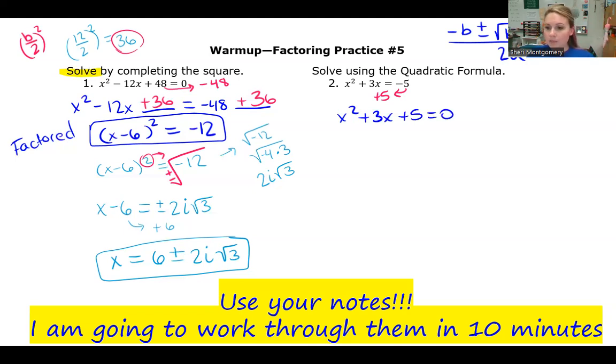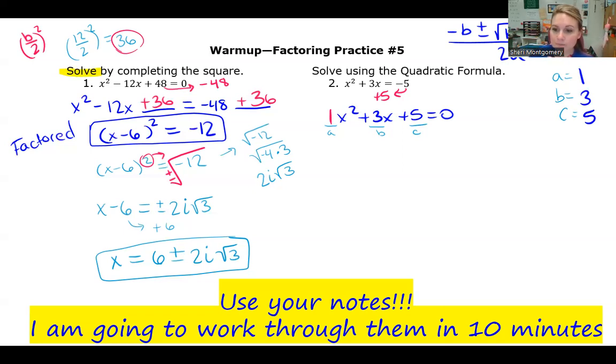Those of you that are going to make better grades on your quiz, you're going to take the time to write down what is A, what is B, what is C. We have A, B, and C right here. The very first term, if nothing is there, it's a 1. So A is 1, B is 3, C is 5. Once I identify what A, B, and C are, I can plug those into the formula.